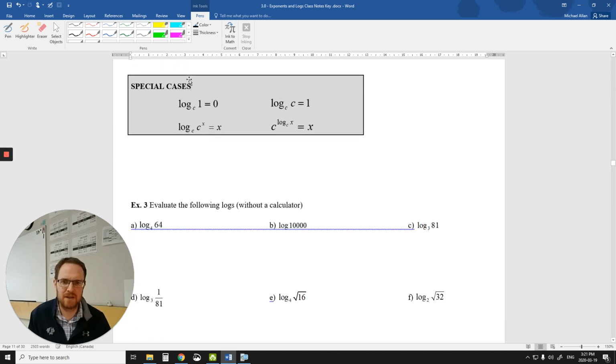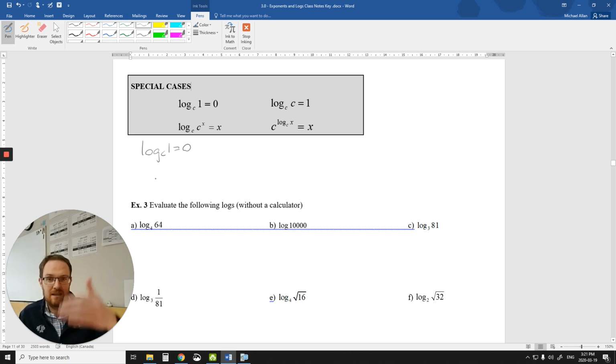Now, here are a couple special cases. I'm not going to go through too many of the proofs. If you want me to prove some of these later on, I can. Actually, maybe I can show you a few of these, like why is the log of 1 always equal to 0? Any base, it doesn't really matter what the base is, the log of 1 will always be 0, because it's the same rule as c to the power of 0 always being equal to 1. What do I have to raise c to the power of to get 1? Well, I always have to raise it to the power of 0.